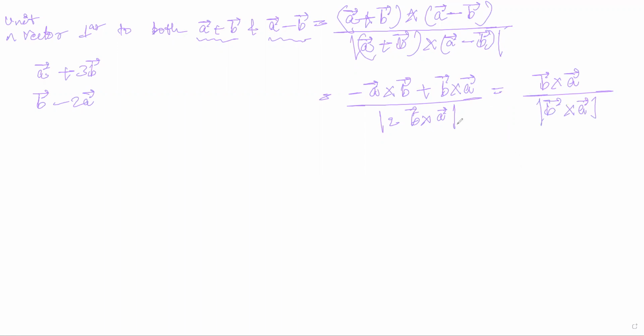This is a unit vector which is perpendicular to both a plus b as well as a minus b, right? And you can find out the value of b cross a and its magnitude. Okay, solve one question. Solve this. Tell me the final answer.